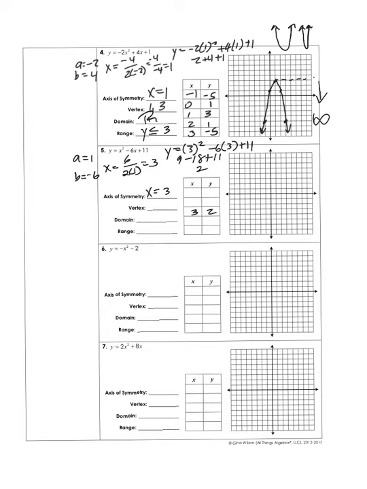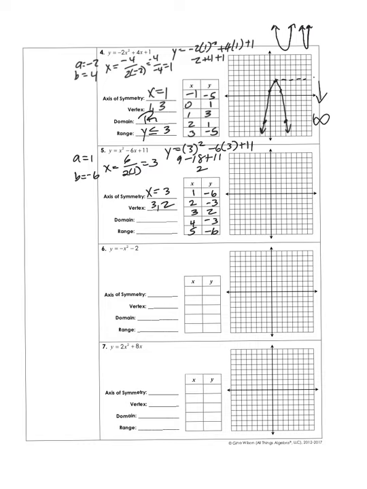Okay. And then we choose 2 values to the left and 2 values to the right. That's going to be 2, 1, 4, 5. And the y values, go ahead and put that equation into your calculator. Then hit second table. And you should get negative 6, negative 3. And remember, it reflects over the vertex, so negative 3, negative 6. Okay, so the vertex is at 3, 2, and we have our points.